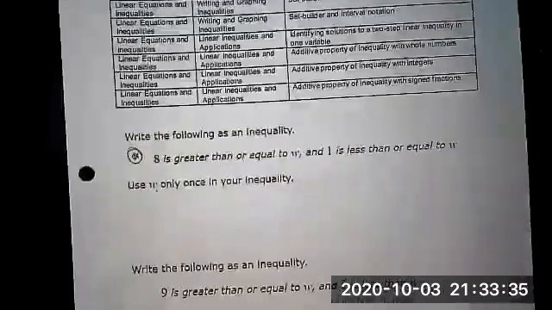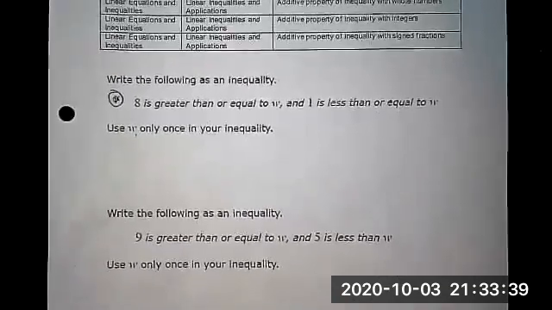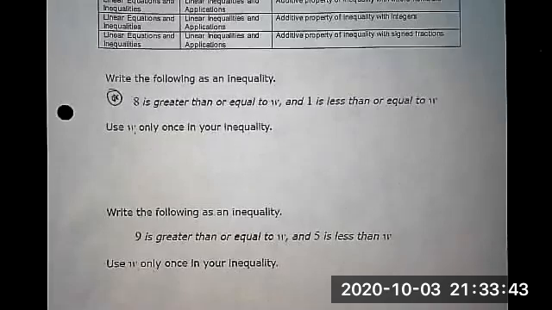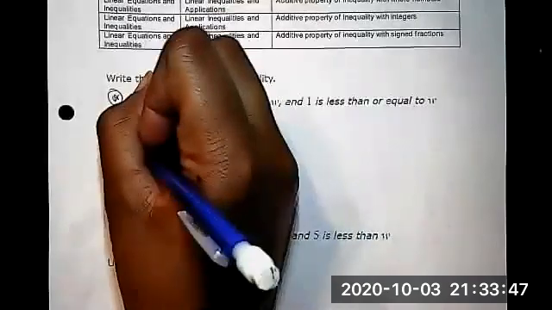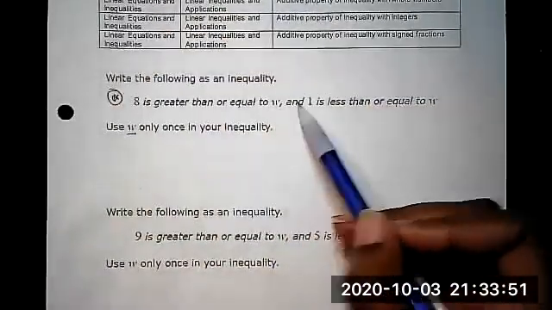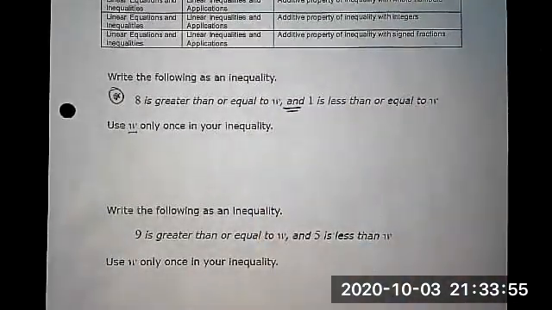All right, so first and foremost, let's start here with write the following as an inequality. 8 is greater than or equal to W, and 1 is less than or equal to W. And they want to use W only once. When you see the "and" or the "or" in these inequalities, it does matter. With the "or" you'll usually see two variables, and with the "and" you'll just see one, and I will show you how in a second.